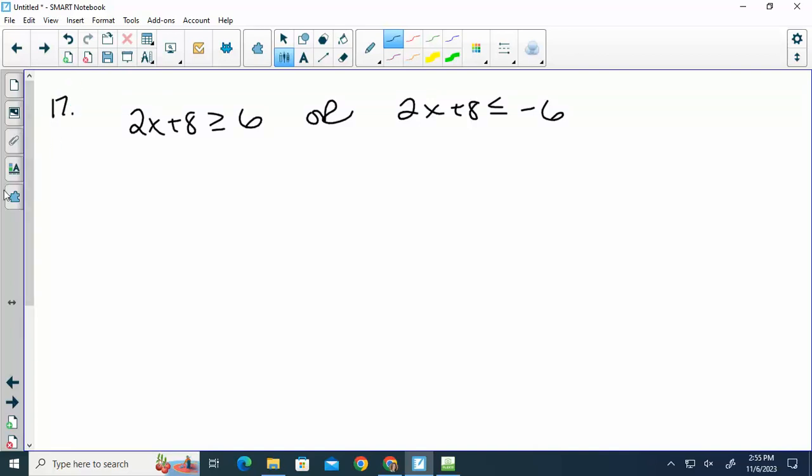The absolute values. Once I write the two separate problems, the absolute value bars go away. And then you're just solving each of these ors. We expect them to go opposite directions.